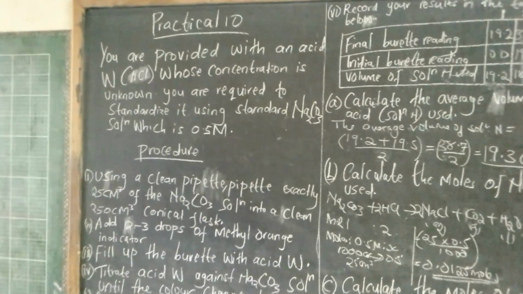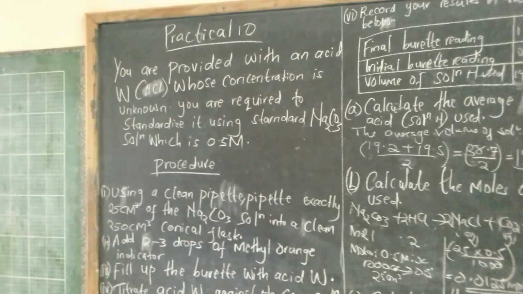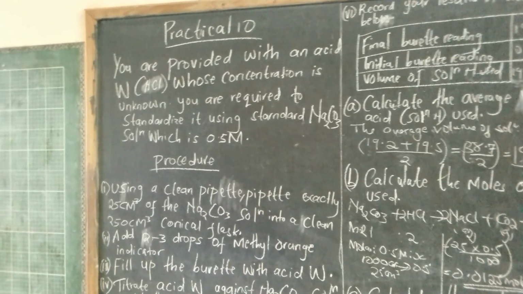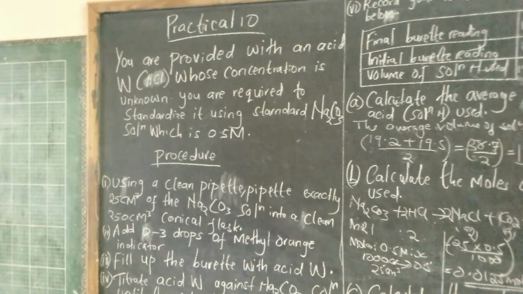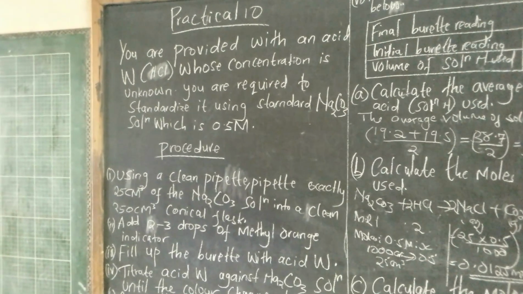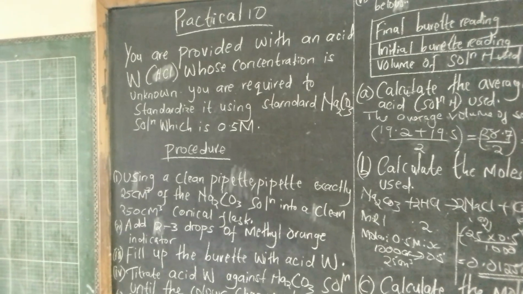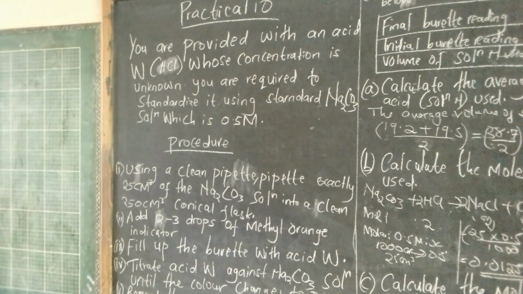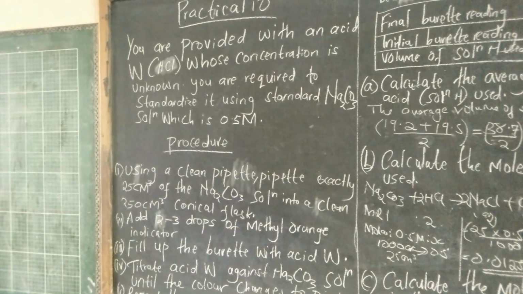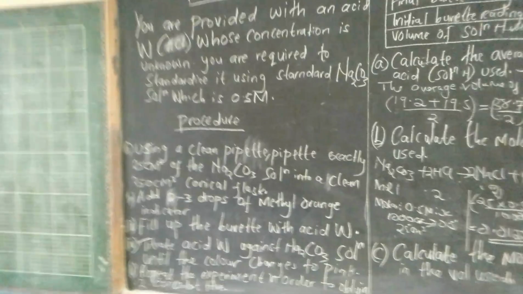Guys, welcome again to our virtual practical class. As you can see, we have some explanations of the procedure for practical 10. You are provided with an acid, HCl, acid W, whose concentration is unknown. You are required to standardize it using a standard sodium carbonate solution, which is 0.5 molar.